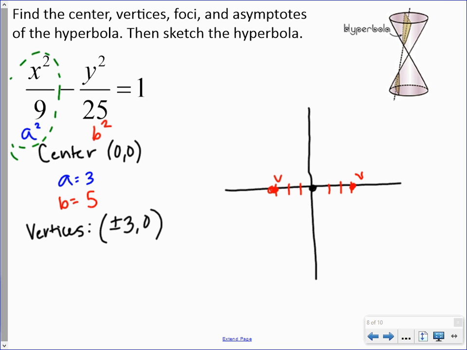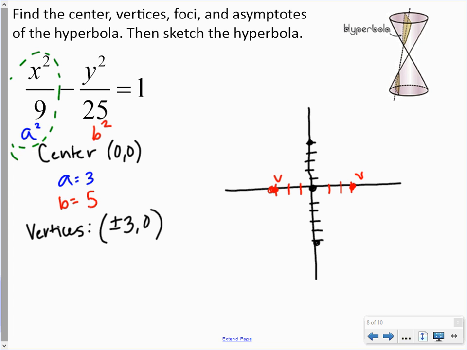I'm still going to count out my B's, so I'm going to go up 5 and down 5. Those aren't really going to be points on my hyperbola, but they're going to help me with my asymptote. Okay, so here's how you're going to work the asymptote.